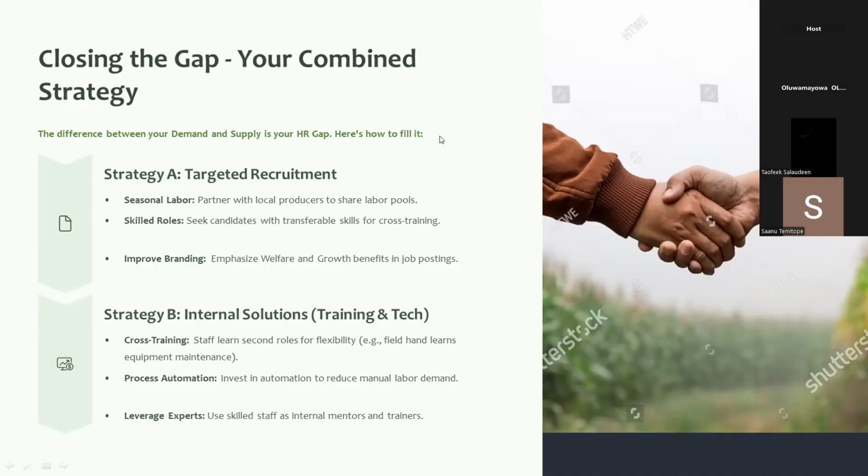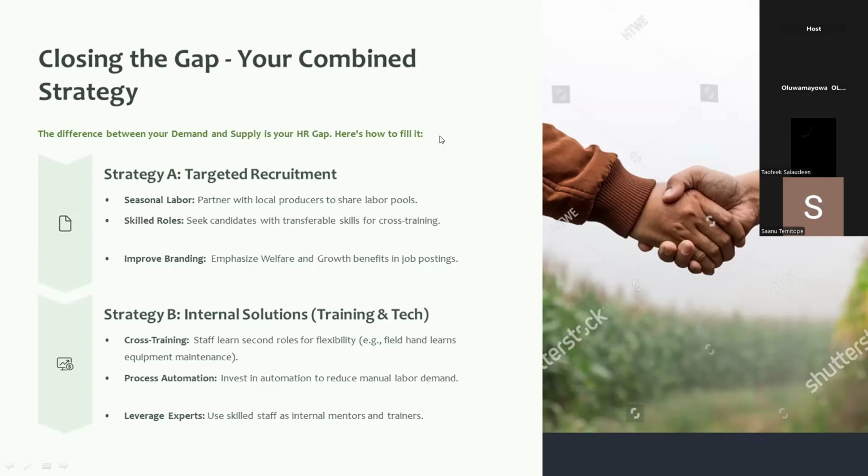In case you have seasonal labor, there's no point having these people all to yourself for the whole year and wasting cost on wages or salary. Say you are a tomato farmer, and sorry for mentioning tomato farmer, I think that's the closest to my mouth. You have your tomato harvest between probably January to March. And there is this other farmer closer to you, whose farming is probably beans or something. You can partner with such a person, with local producers, to share labor pools.